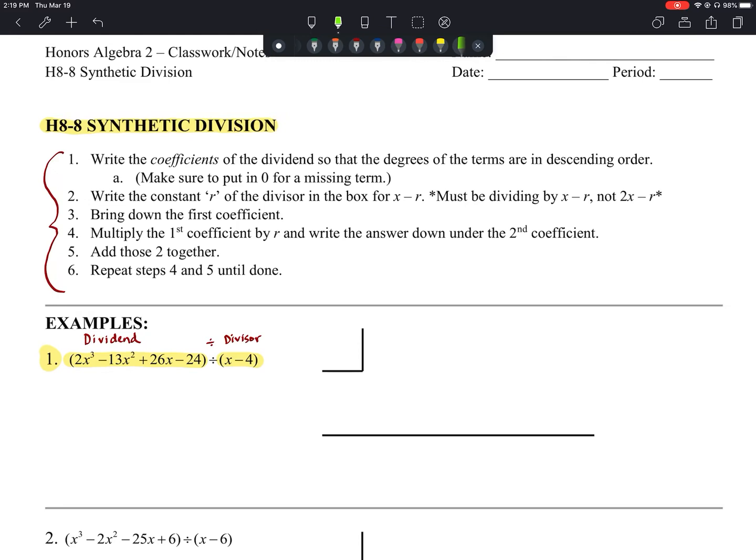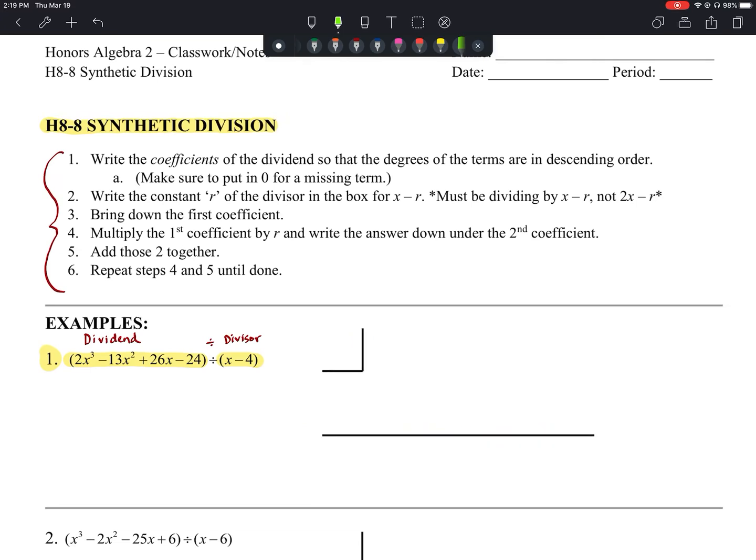Now you'll see to the right of the problem we have this right angle that's drawn there, and then you have a bar down here. That's the setup for our synthetic division. I'll show you how that works in just a second.